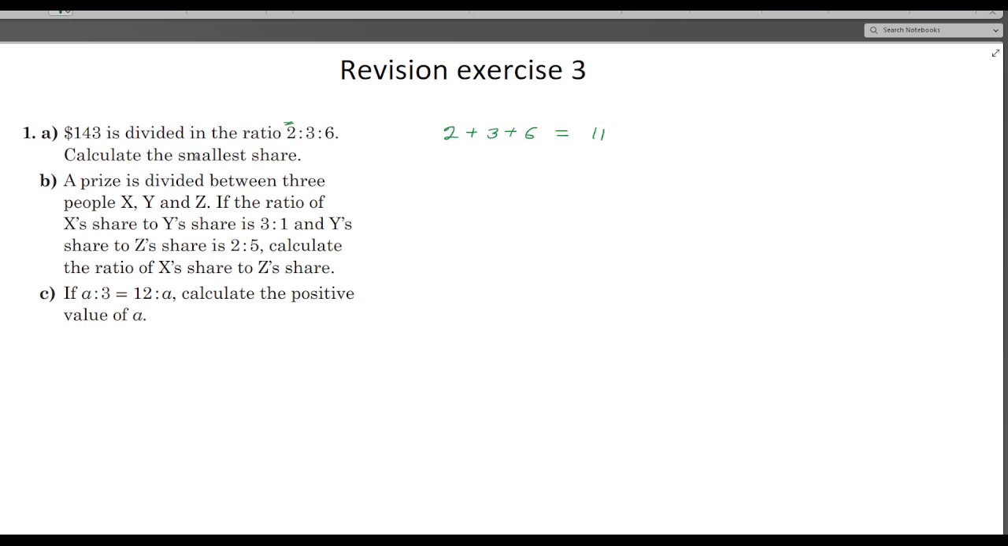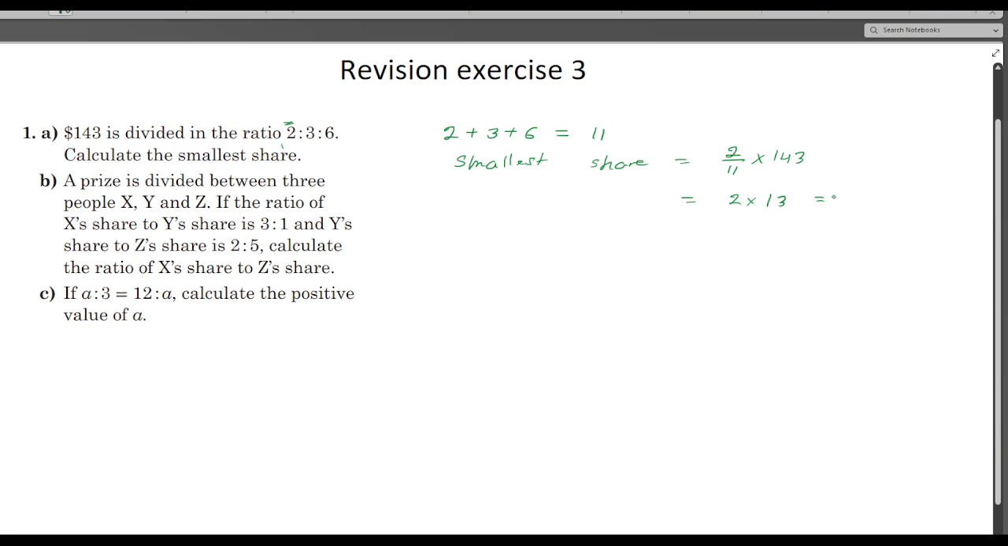Okay. So for that, your smallest share is 2 out of 11. So 2 divided by 11 of $143. Okay. So this gives you 2 times, now 11 times 1 is 11, and 11 times 3 is 33. So here it is 2 times 13 is 26. So calculate the smallest share. So your smallest share is $26. Okay, so it is $26.